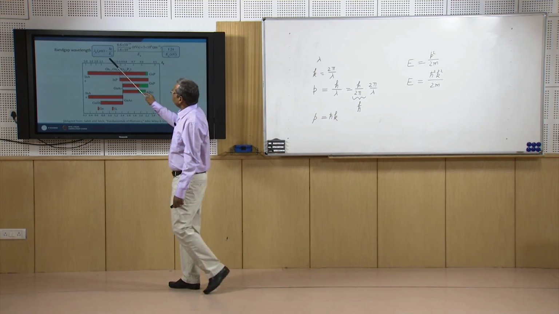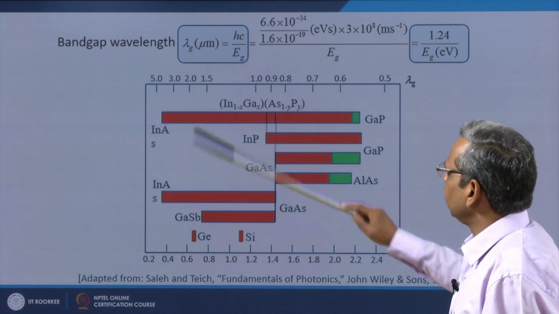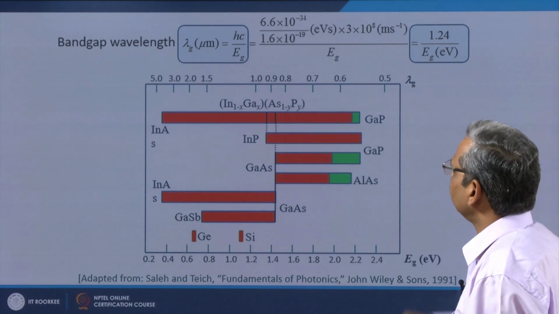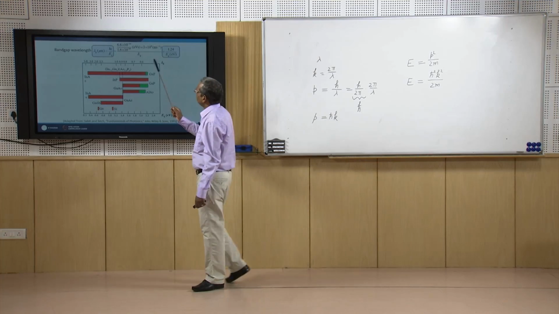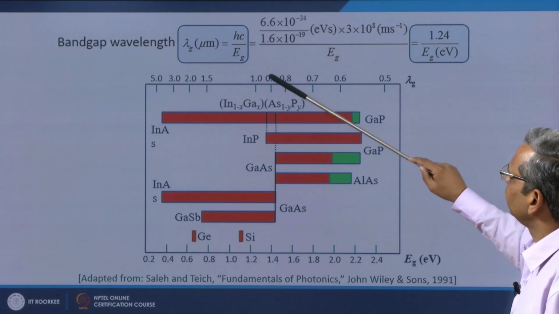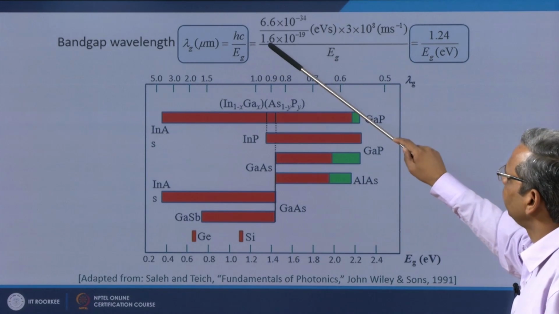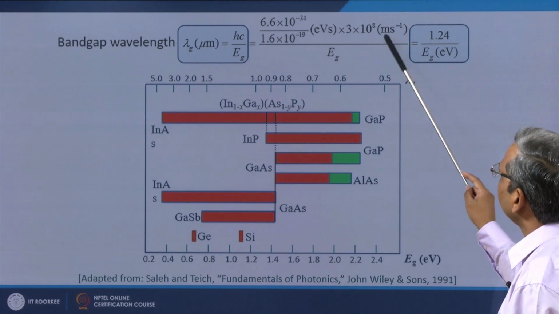So, if I now find out the band gap wavelength corresponding to this band gap energy, it is given by hc over Eg, and it is convenient to write it in this particular form. How? Well, h is equal to 6.6 into 10 to the power minus 34, which is Planck's constant, in joule seconds. I can convert it into electron volt seconds if I divide it by 1.6 into 10 to the power minus 19, which is the charge of an electron. Then c is 3 into 10 to the power 8 meters per second.